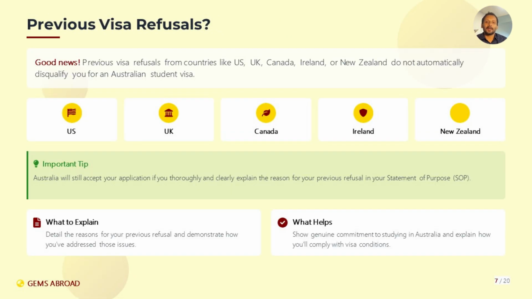Many applicants worry that previous visa refusals from countries like the US, UK, Canada, Ireland, or New Zealand might automatically disqualify them from Australian student visas. However, prior refusals don't necessarily doom your application. The critical factor is transparency and explanation. Your statement of purpose, SOP, must clearly address any previous refusals, explaining the circumstances and, most importantly, how your situation has changed since the refusal. Australian authorities are primarily concerned with understanding the context and ensuring those issues won't affect your Australian visa compliance. Undisclosed refusals, however, can lead to immediate rejection, so honesty is essential.